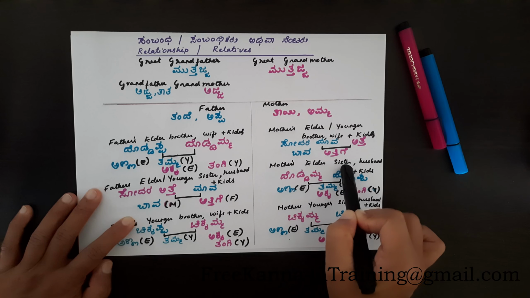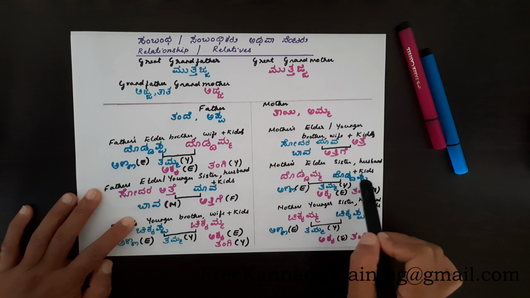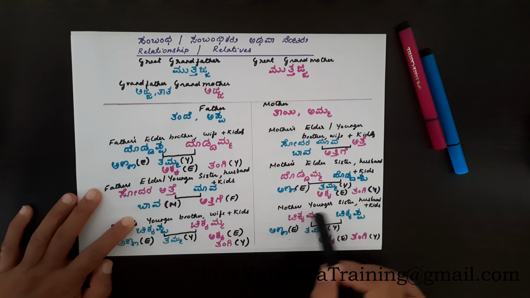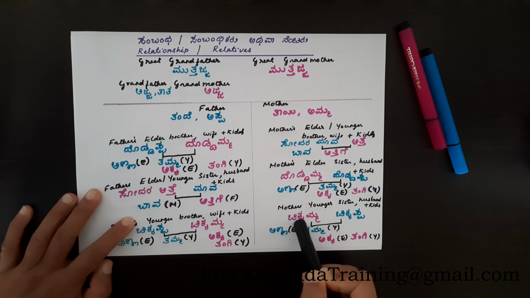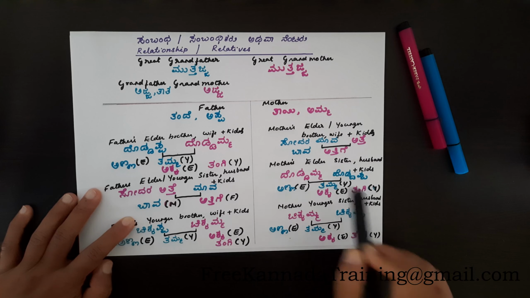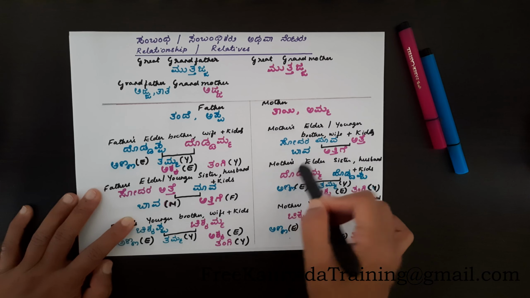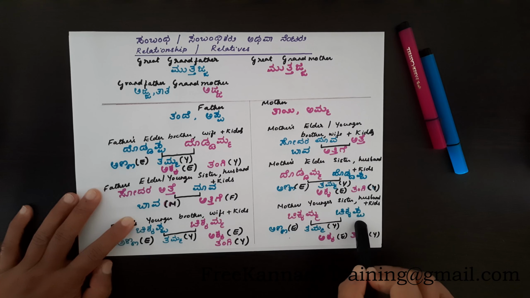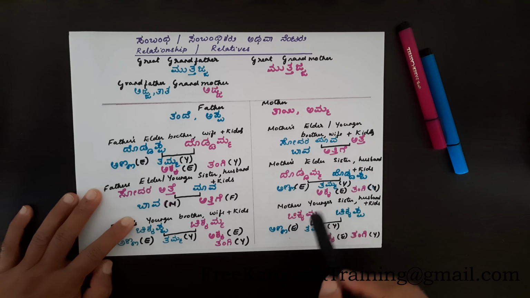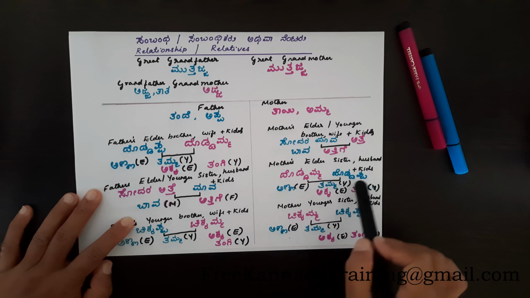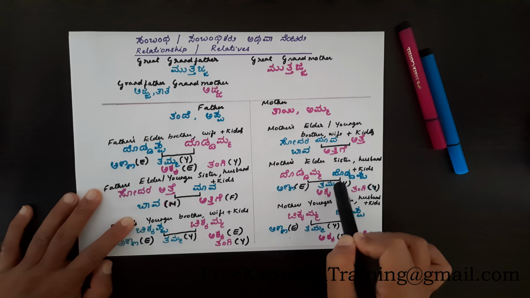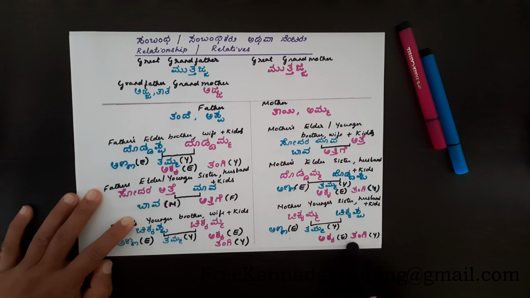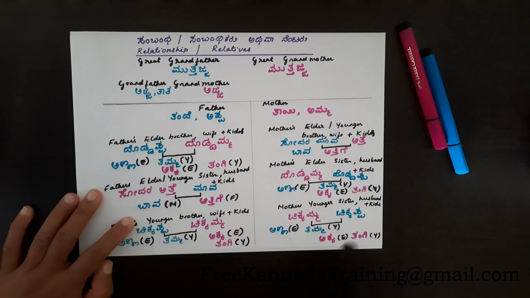Bava is male cousin, Attige is female. Mother's elder sister will be Doddamma, and her spouse will be Doddappa, and younger sister will be Chikkamma, and her husband will be Chikkappa. In both cases their kids will be like brothers and sisters: Anna, elder brother, Tamma, younger brother, Akka, elder sister, Tangi, younger sister.